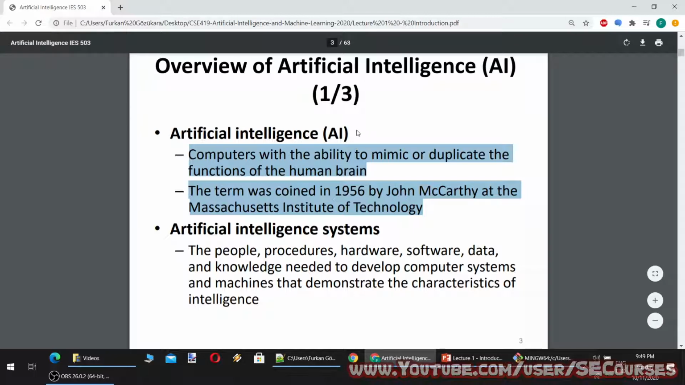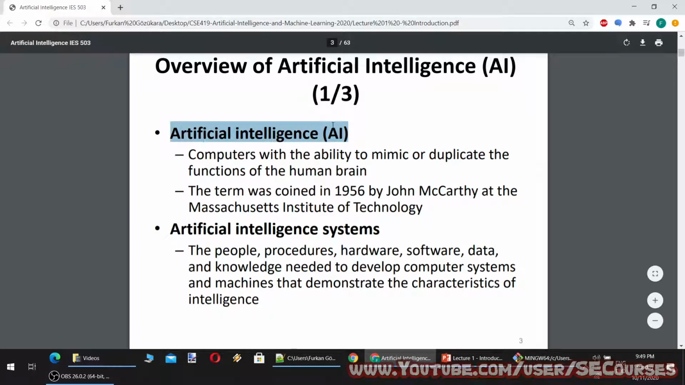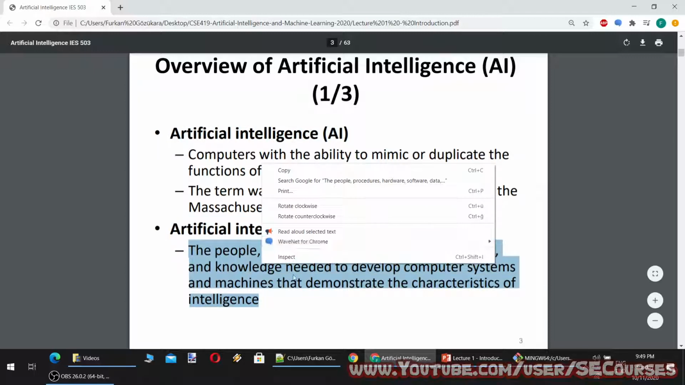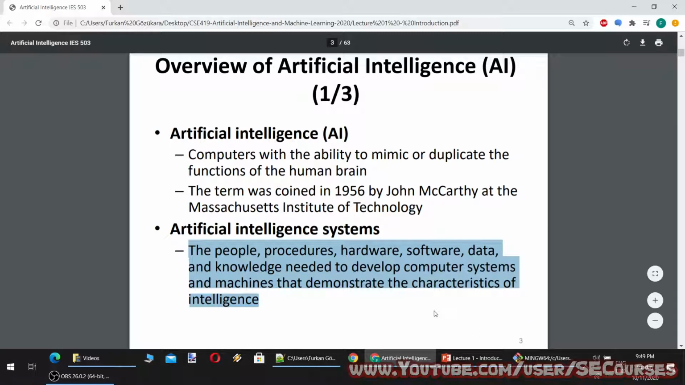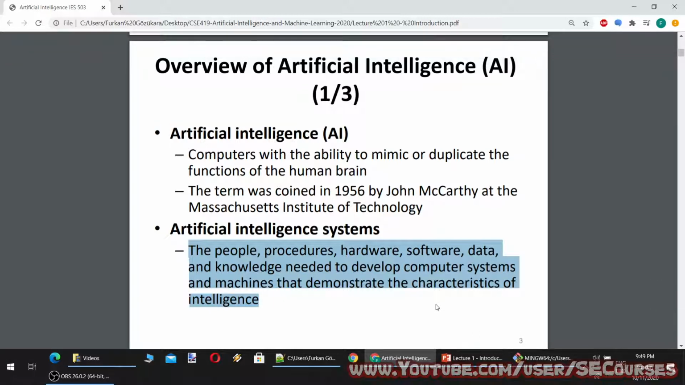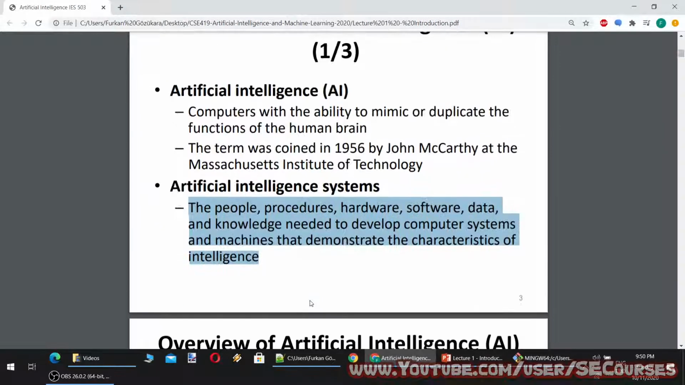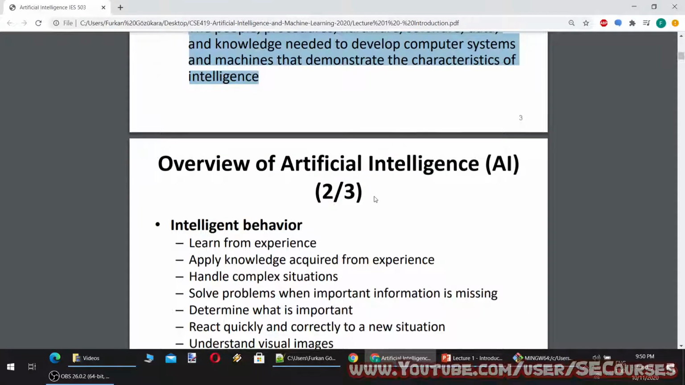So there are two main definitions made for artificial intelligence. Artificial intelligence systems: the people, procedures, hardware, software, data, and knowledge needed to develop computer systems and machines that demonstrate the characteristics of intelligence. So to compose an artificial intelligence system, we need all of these, and we need to put them together, use all of them in the needed way. Okay.